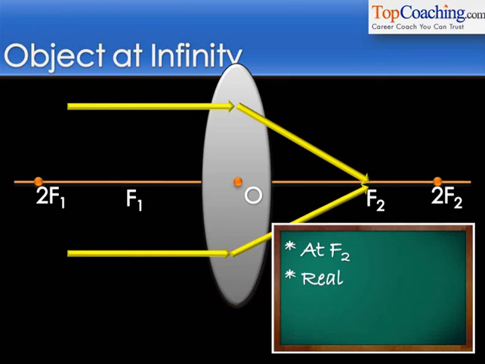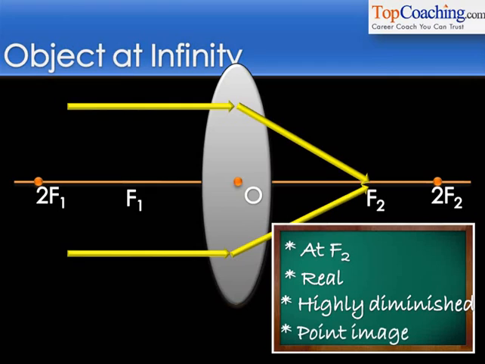The image is real. The image is real if the rays after refraction meet in reality. The image is virtual if the rays do not meet. But the rays do meet here, so the image is real. The image is highly diminished. No matter how large the object is, the image is being formed at one single point. So obviously, its size has been reduced by a great amount. It's a point image. So you must remember that the image of an object at infinity is formed at the second focus of a convex lens.